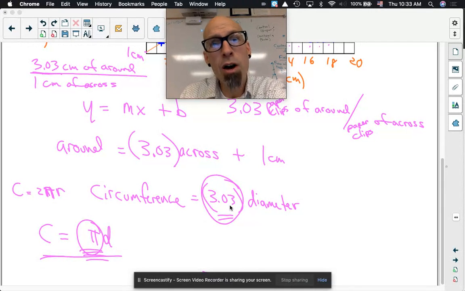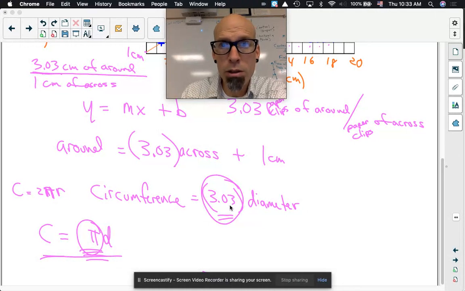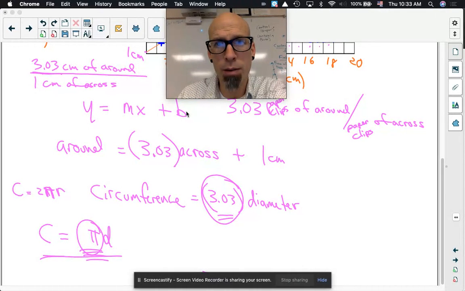Okay? This is how physics works. When we're trying to figure out what the relationship is between different variables, we need to collect the data and then look at a graph like this, and the equation that we write out, the y equals mx plus b that we write out, is going to tell us what the relationship is between the variables.